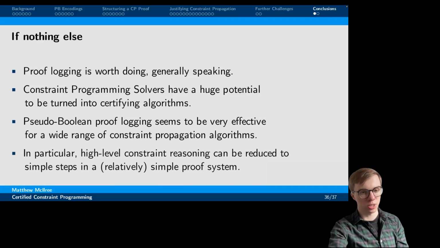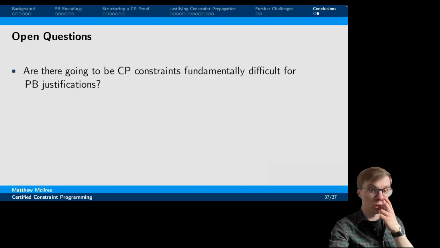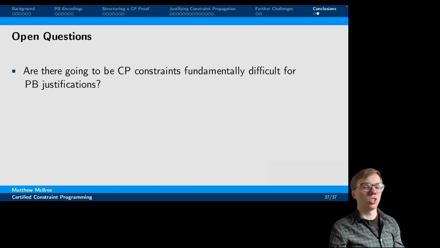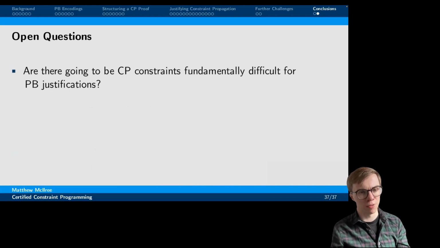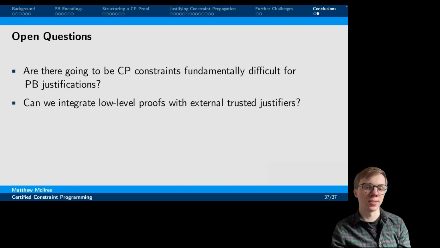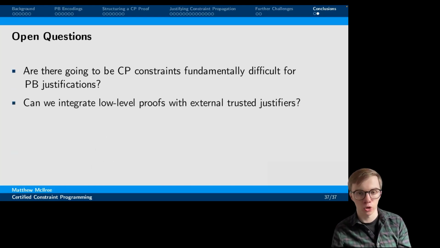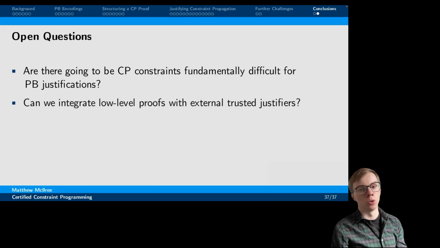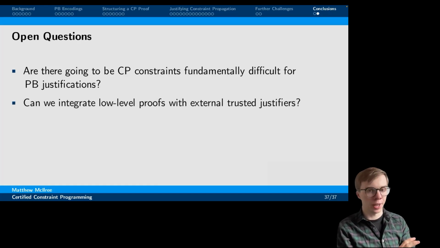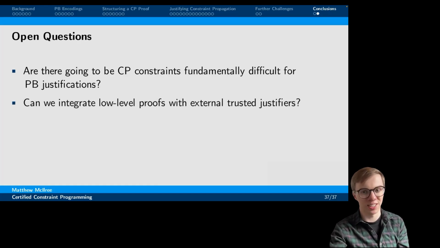So we don't think we need trusted inference checkers for every constraint, although there might still be scope for having trusted inference checkers, particularly if we find, although we've not found this yet, that there are some CP constraints that are somehow fundamentally difficult for PB justifications. If that was the case, it would be interesting to think about whether we can integrate low-level proofs with these external trusted justifiers from earlier work. So there might be an efficiency trade-off with integrating, for example, a checker for the multiplication constraint rather than using our slightly nasty derivations that we had for multiplication propagation.